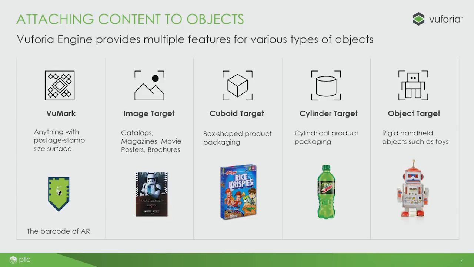Cuboid targets are when you need another dimension, right? So 2D isn't enough and you're looking for something like a product package or the like. Cuboid targets or multi-targets allows you to be able to recognize an object in 3 dimensions by defining all the faces of a cuboid.